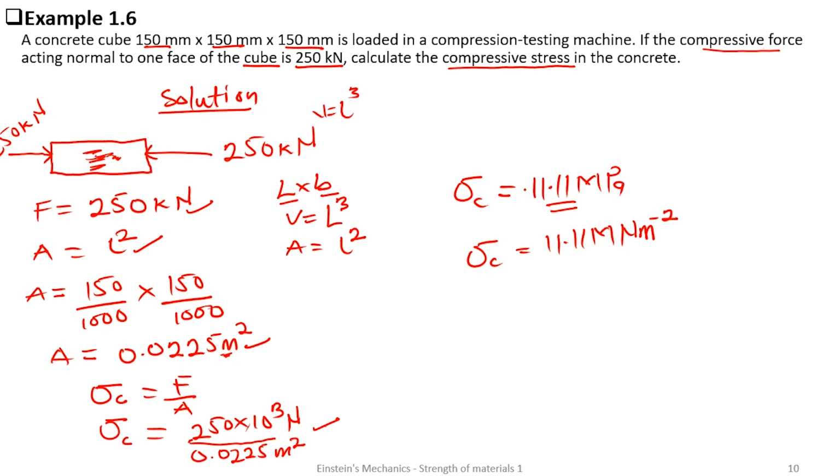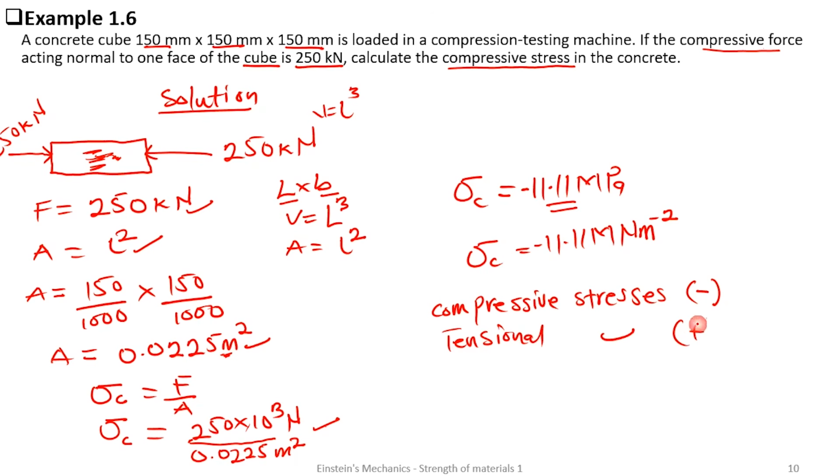In most cases, you can negate this, so negative 11.11, since it is compressive. Remember, compressive stresses are negative, whilst tensile stresses are positive. But you indicate here stress compressive, so you can ignore the negative and just write a positive because you're showing it is compressive. Are we good? All right. Let's move to the next example.